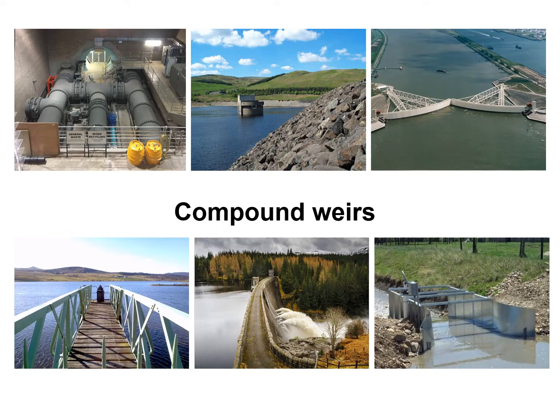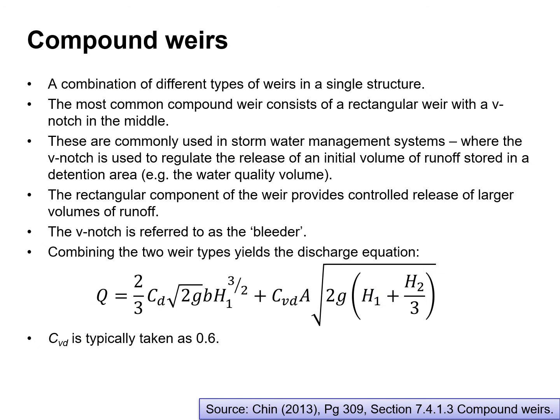So now we're going to look at what we call compound weirs. A compound weir is a combination of different types of weir in a single structure. The most common compound weir consists of a rectangular weir with a V-notch in the middle. These are commonly used in stormwater management systems, where the V-notch is used to regulate the release of initial volume of runoff stored in a detention area.